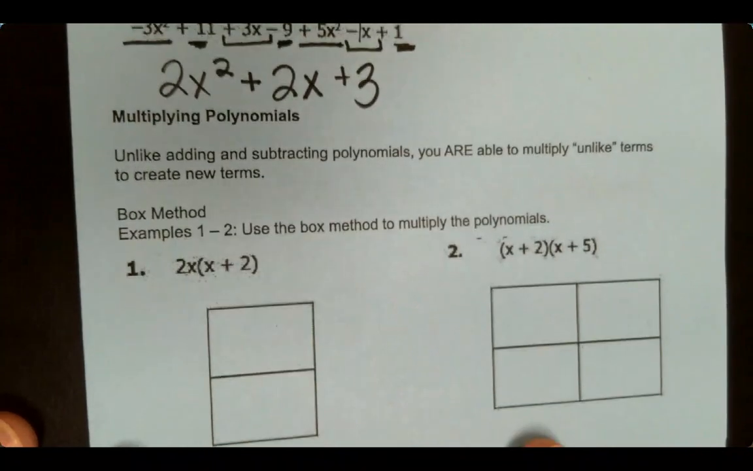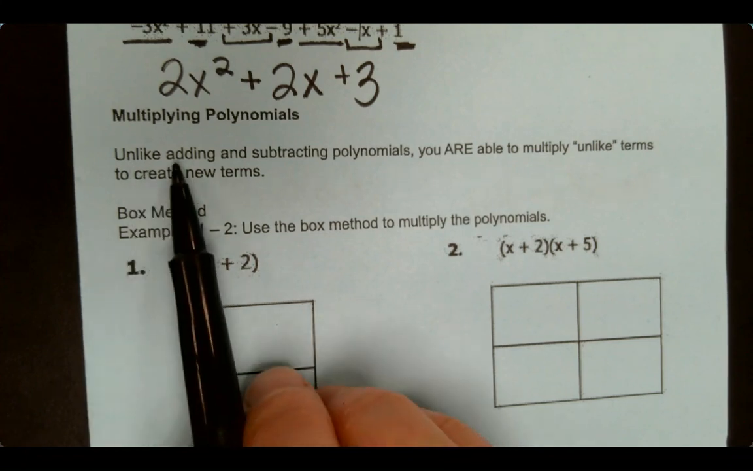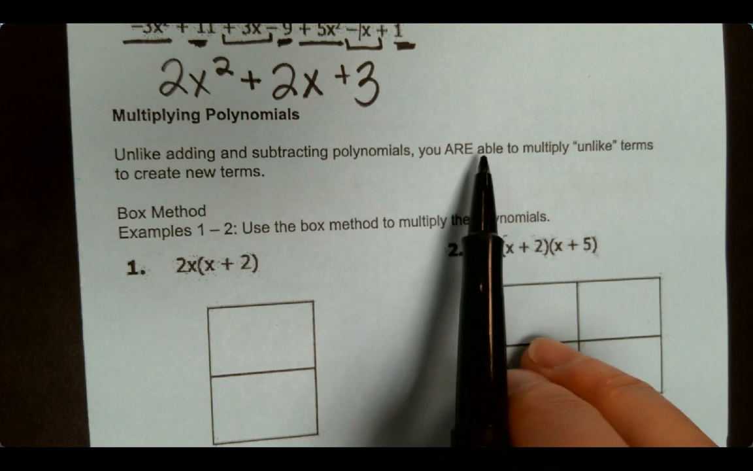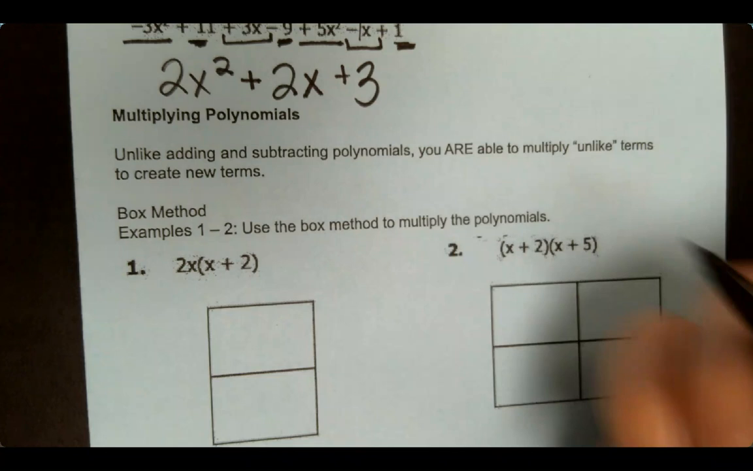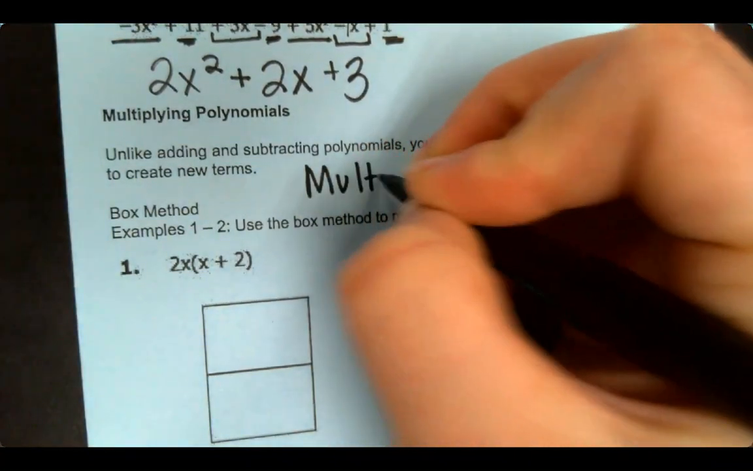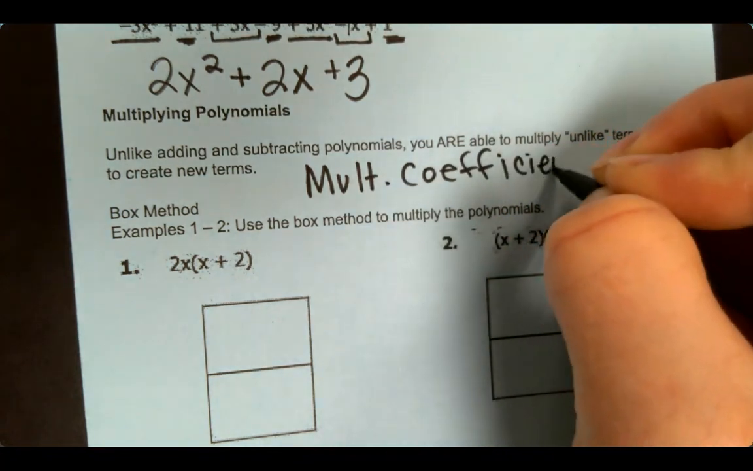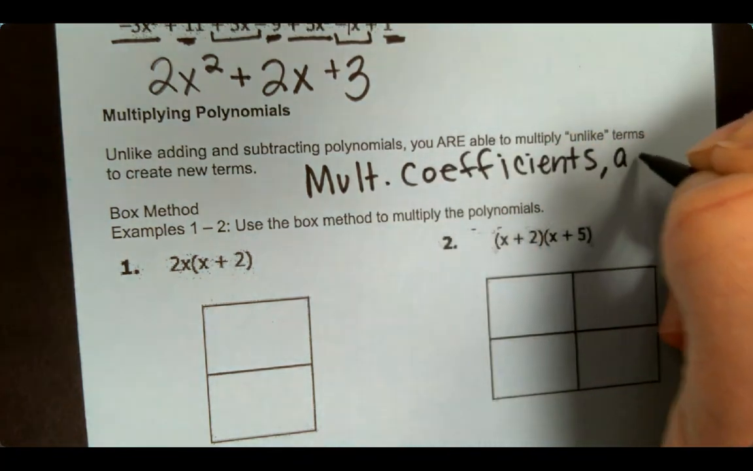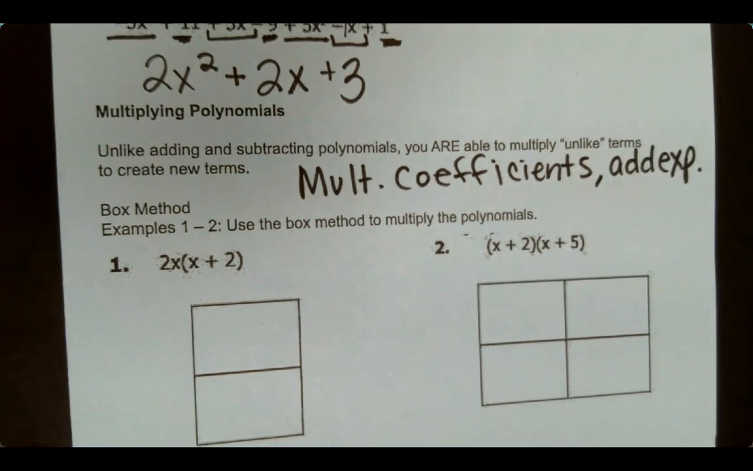All right, now we're going to look at multiplying using the box method. This says, unlike adding and subtracting polynomials, you are able to multiply unlike terms to create new terms. So remember, you multiply coefficients and add exponents. So the coefficients are the numbers in front. As long as they have like bases, you're going to add your exponents.